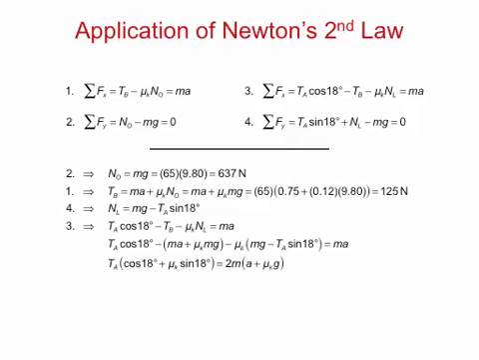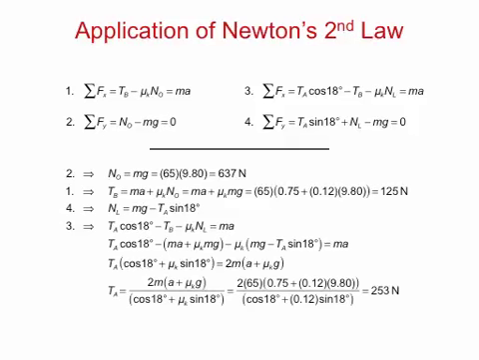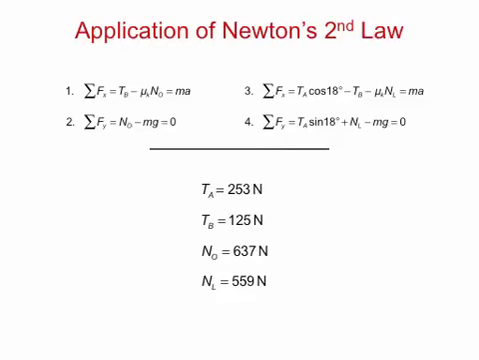Now we isolate the terms involving T sub A on the left-hand side, moving everything else to the right-hand side and collecting like terms. Finally, we divide both sides by the factor in parentheses to get an expression for T sub A. Plugging in numbers gives T sub A equals 253 newtons. We can now plug this back into the expression for N sub L to find N sub L equals 559 newtons.